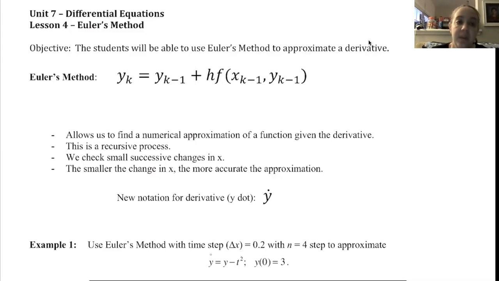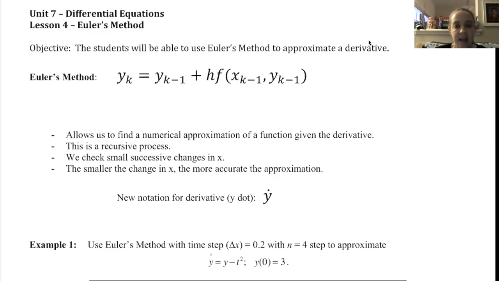We are continuing with Unit 7, Differential Equations. Today we are looking at Lesson 4. It looks like Euler's method, but it's Euler's method. This is Euler's method. Students will be able to use Euler's method to approximate a derivative.